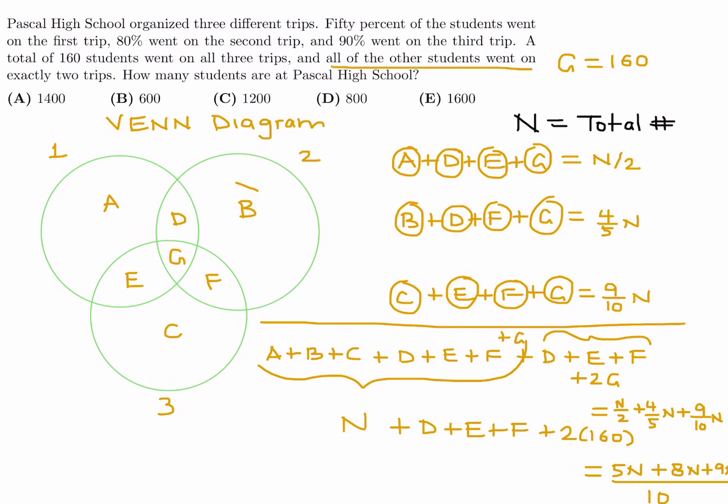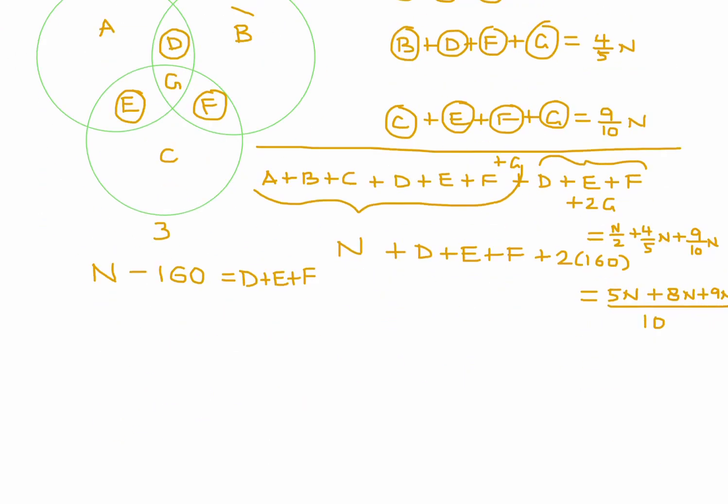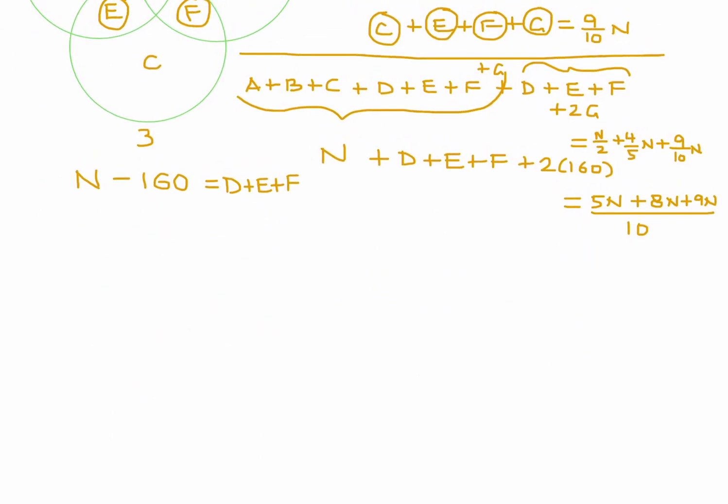All of the other students went on exactly 2 trips. Okay, well, 160 went on all 3 trips, and all of the other students went on exactly 2 trips. So that means if n is the total, you take away these 160, and that represents this other. Those students, n minus 160, went on exactly 2 trips. And exactly 2 trips represents D, E, and F. Okay, so n minus 160 is equal to D plus E plus F. So that is exactly what we needed. So D plus E plus F is n minus 160.